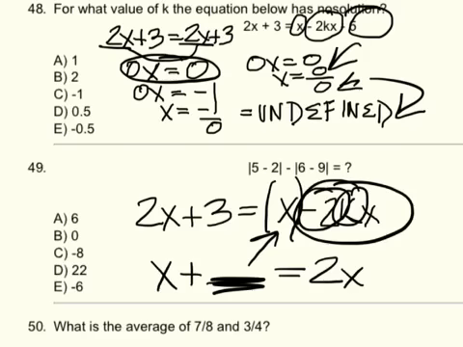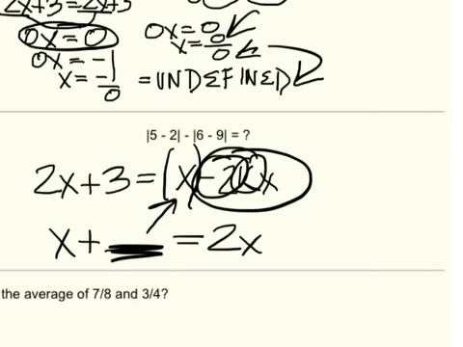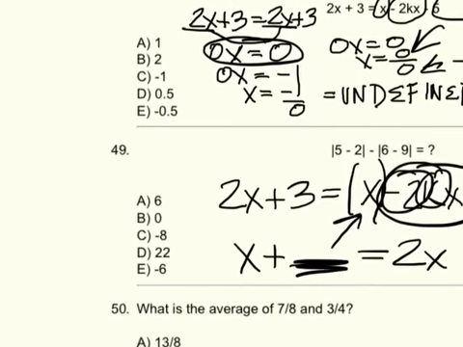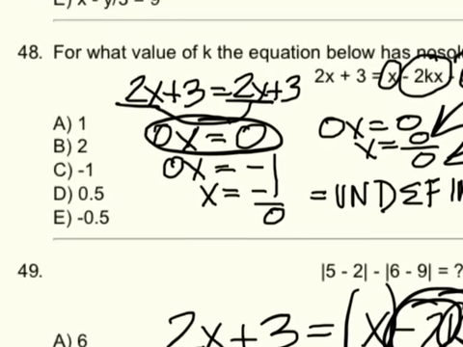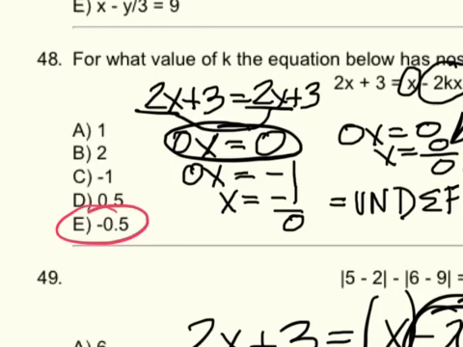So look at this, off to the right. Negative 2 times what would give me a positive 1? Negative 2 would give me a positive 4. Negative 1/2. Okay, so is that over there in our solutions? Yes. Answer is E.